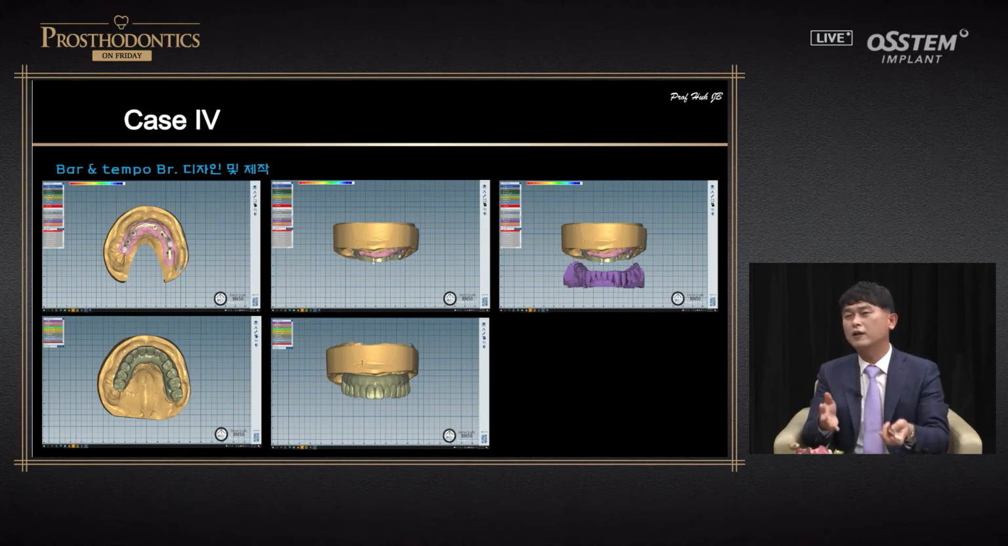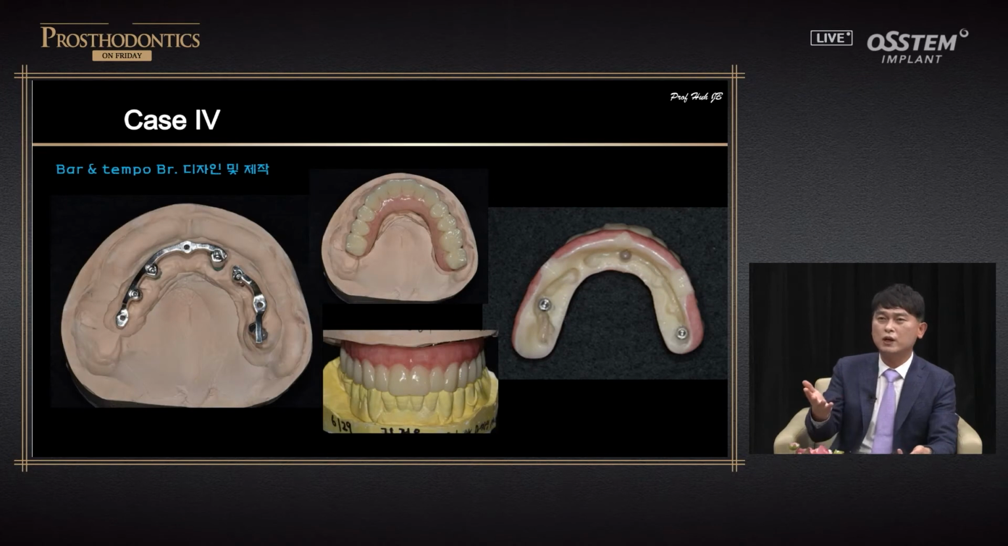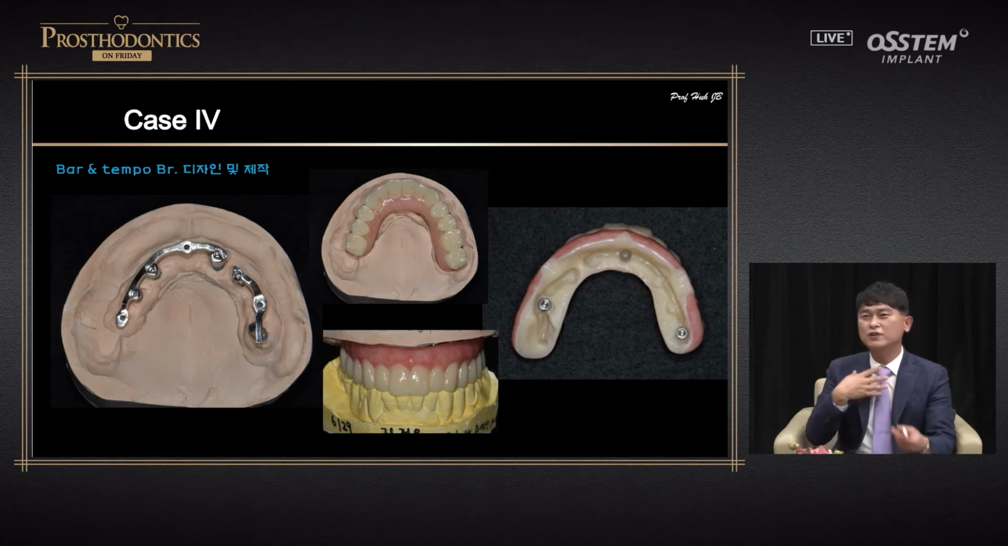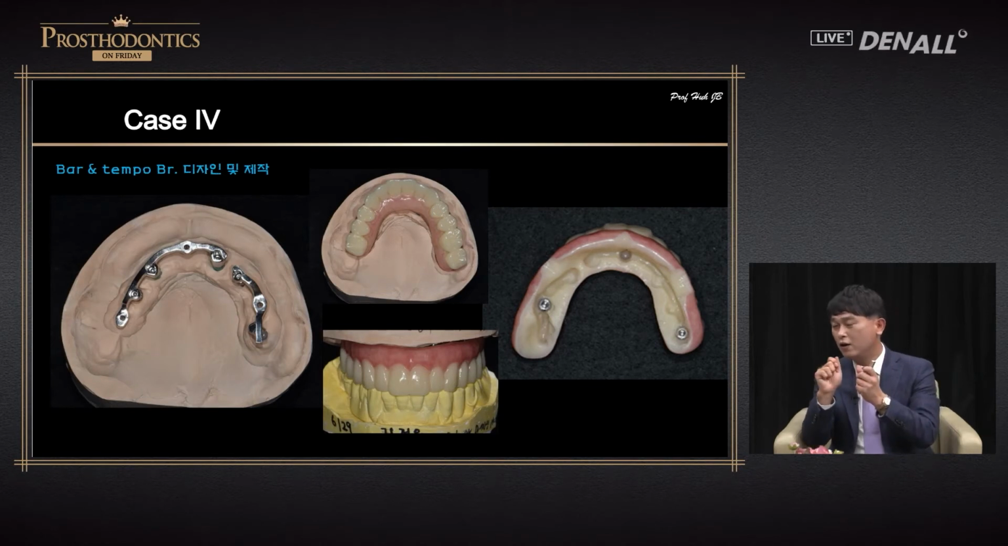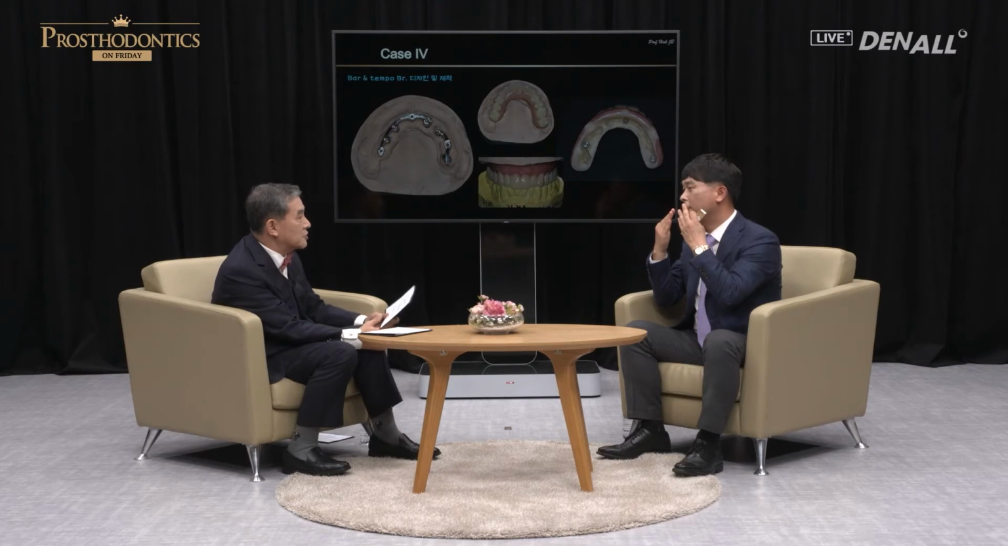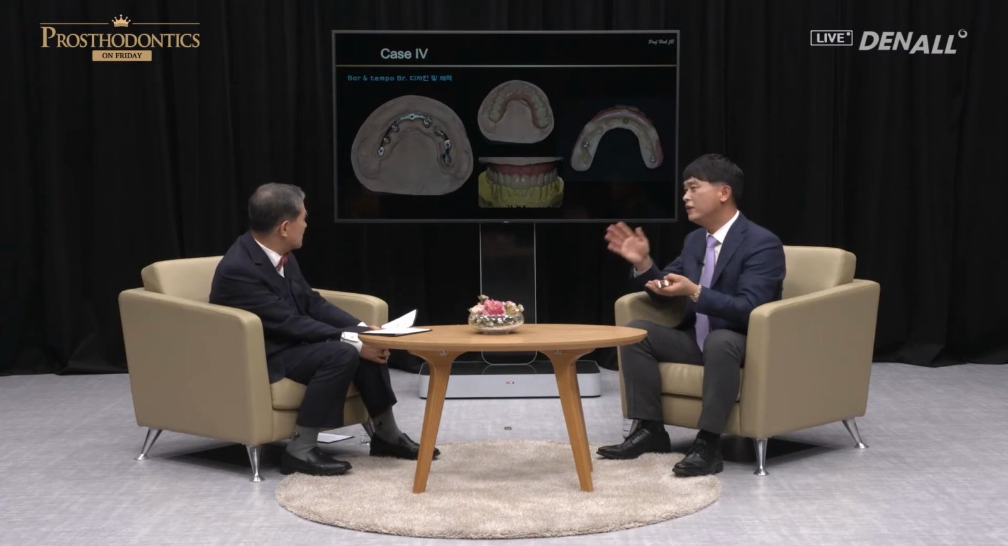Immediately a bar is designed, so the patient can receive a temporary the day after impression taking. These are the fabricated bar and temporary. I wanted to connect all the bars, but there was no space, so it was not possible, and it is a little bit unstable, but still it is used until now without a problem for a year. Is the temporary made of ceramic? No, it is a milled resin block.